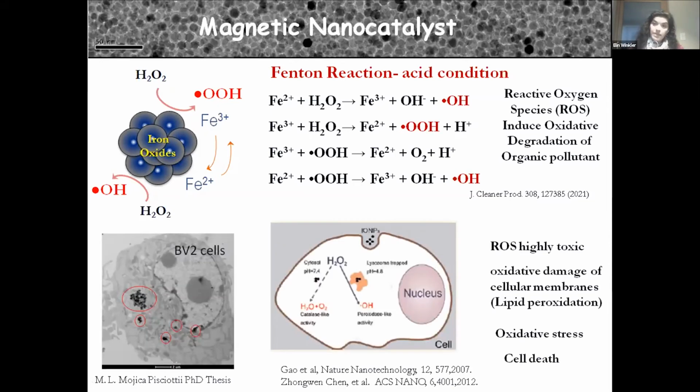Well, these reactive oxygen species are also produced inside the cells. This is the same image of the cells where the nanoparticles are internalized, for example, here in the lysosome and another part of the cells. And as a consequence of the metabolism of the shell, it produces ROS, but the cells have their own mechanism to balance the concentration of these reactive species. However, in some situations, when there is some imbalance and more reactive oxygen species are produced than the amount that the cells can balance, these ROS are highly toxic and produce oxidative damage of the cellular membrane, which is called lipid peroxidation, produce oxidative stress and cell death.